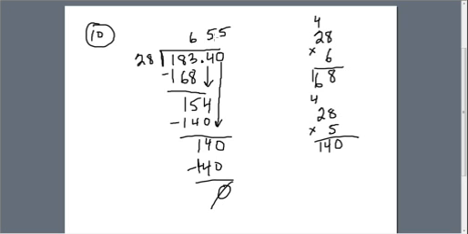So now I have 655. Where does the decimal point go? The decimal point goes directly above the decimal point in this number. So we can go ahead and put the decimal point here. So that's our final answer, 6.55.